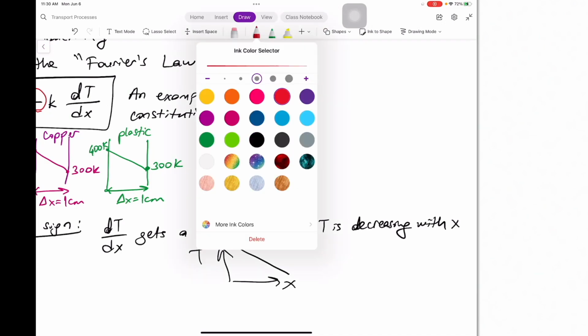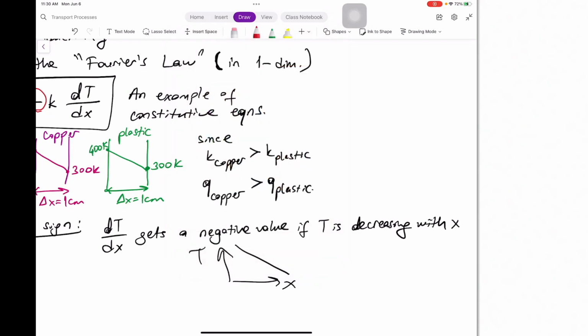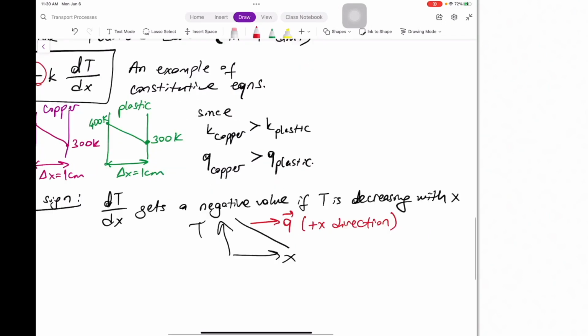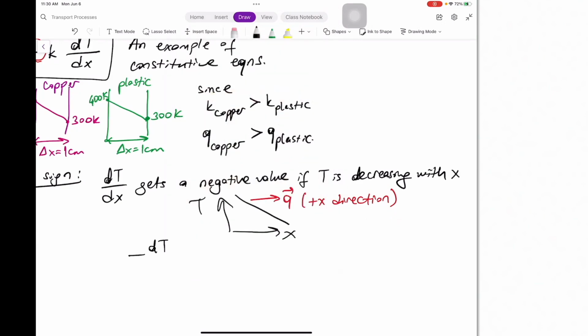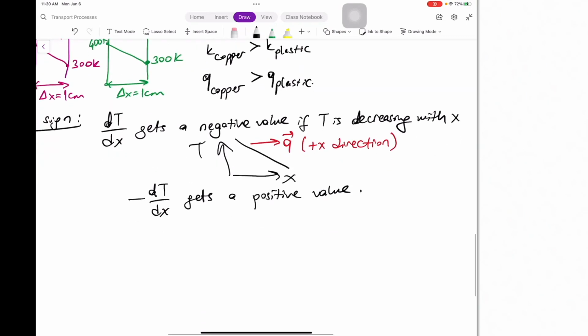But you should have the q towards the positive direction, plus x direction. To make it the plus x direction, you need to multiply by a negative, so that the negative dT over dx gets a positive value, because we want the q to be towards the positive direction for temperature decreasing in the x direction. Okay, that's the meaning of the minus.